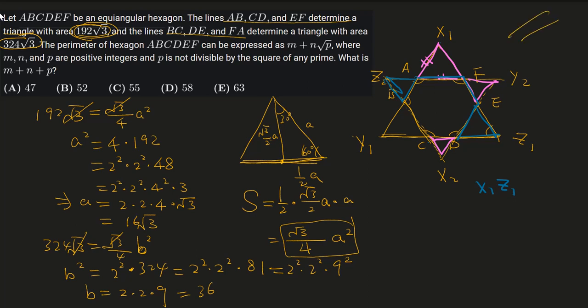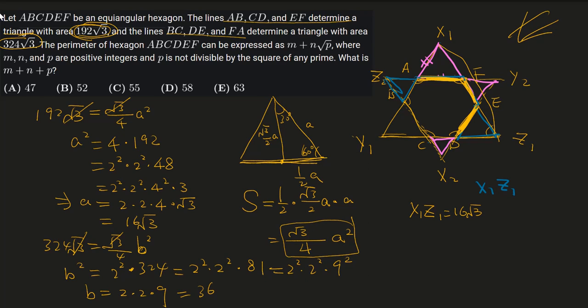Now let's look at this picture. Let's say x1, z1 equals 16 times square root 3. If that's the case, as we pointed out, this side plus this side plus this side shall equal the side x1, z1. Therefore, these three sides of the equiangular hexagon have a sum of lengths 16 times square root 3.